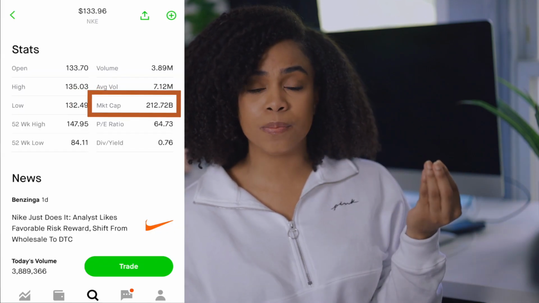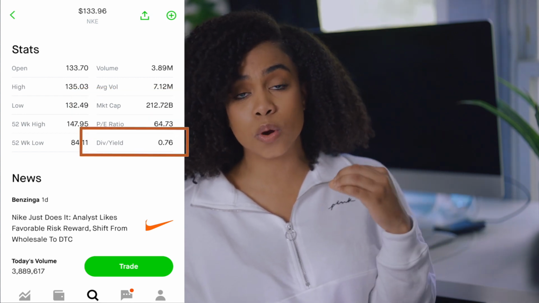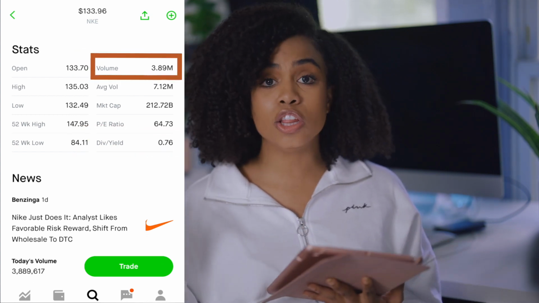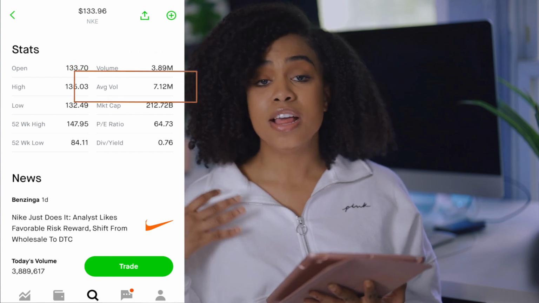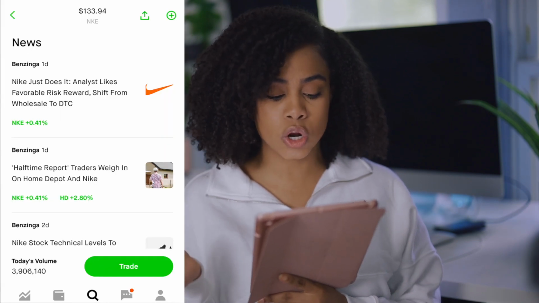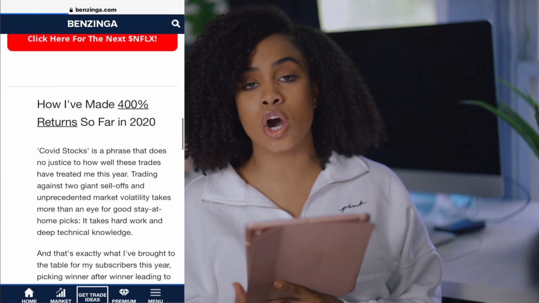Now there's also other information available such as the market cap, the dividend that you're going to get for that stock, the dividend yield, and you can also see the volume that that stock is trading at, the average volume, the PE ratio, etc. When you scroll down, it shows you the most recent news for Nike in that time period. The most recent news from Benzinga says, it's halftime report, traders weigh in on Home Depot and Nike. If I click on that, it takes me to an article to actually read about what's going on with that company.